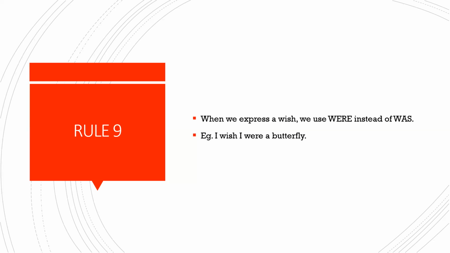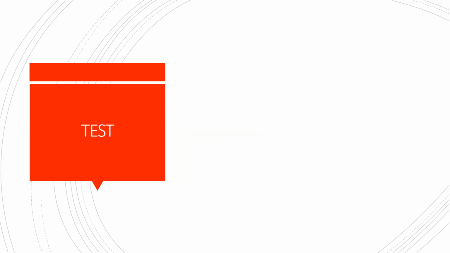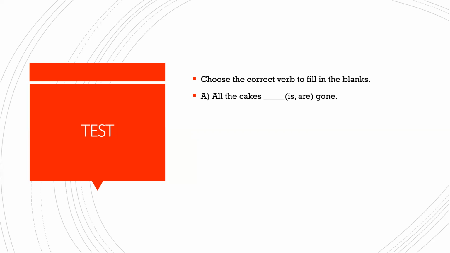Well, keep practicing because that's the only way you can master this topic. Are you ready to do a short test now and see if you can get them all right? It's a very short one. Choose the correct verb to fill in the blanks. All right, think about them as I go through. All the cakes dash gone. Should you say all the cakes is gone or all the cakes are gone? Do some thinking. There is a bunch of keys on the table or there are a bunch of keys on the table. What do you think?